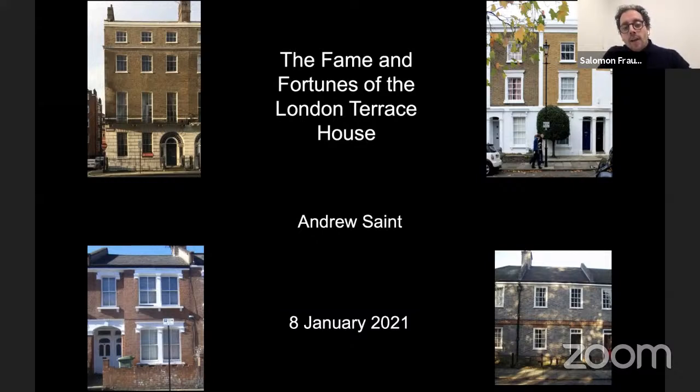Formerly the general editor of the Survey of London for nearly a decade, Andrew's books include Richard Norman Shaw, The Image of the Architect, which is one of my personal favorites, and also Architect and Engineer, a study in sibling rivalry. He is currently completing a short book on London between the years 1870 and 1914. It's a pleasure to give you the screen, Andrew, and we look forward to your talk.